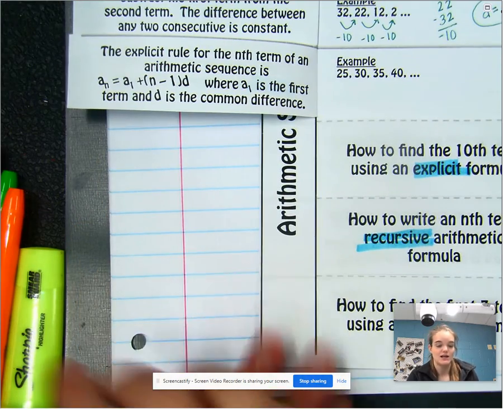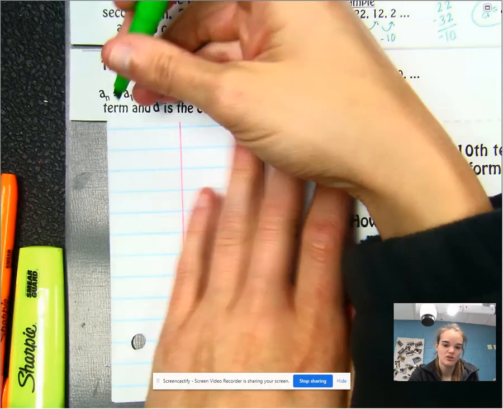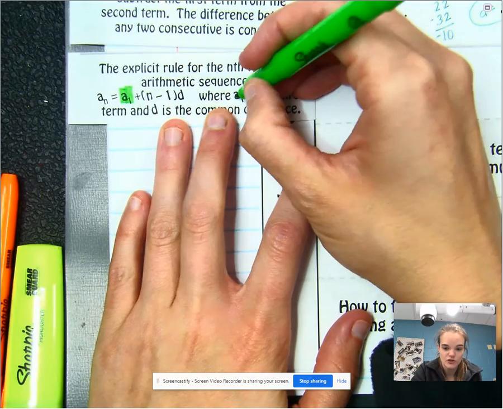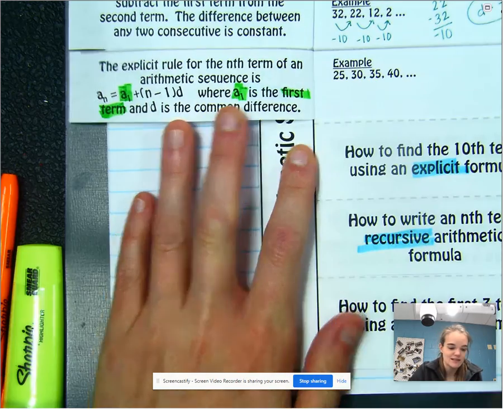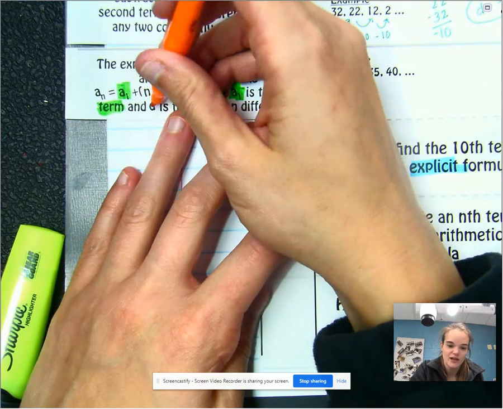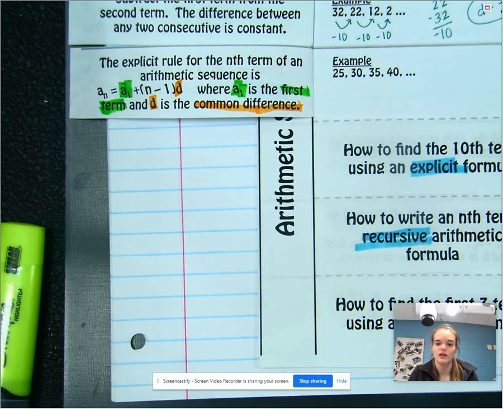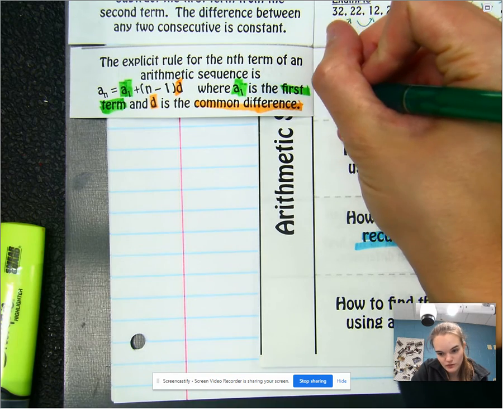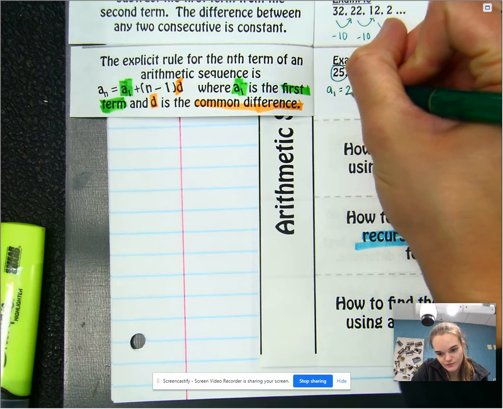We are going to take highlighters and highlight the pieces of this formula that we change. We only ever change a sub 1, which is the first term, and d, which is the difference. The rest of this formula will stay exactly how it is. You're going to see what I mean in 1 minute. Let's look here. We're going to go ahead and list a sub 1. A sub 1 is the first term. In this example, the first term is 25.